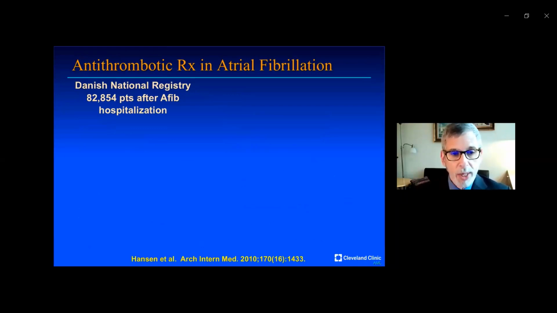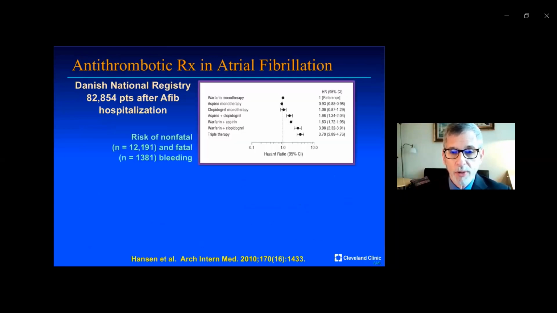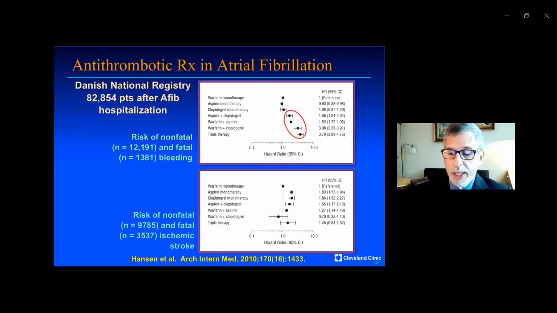Perhaps some of the best data we have for this is from a large Danish registry of over 82,000 patients after atrial fibrillation hospitalization. They showed that the risk of bleeding was increased with every type of combination therapy used, including combinations of antiplatelet agents alone. But interestingly, the protection of antiplatelet agents against the risk of stroke, the main indication for anticoagulation with atrial fibrillation, was inferior to that of warfarin.